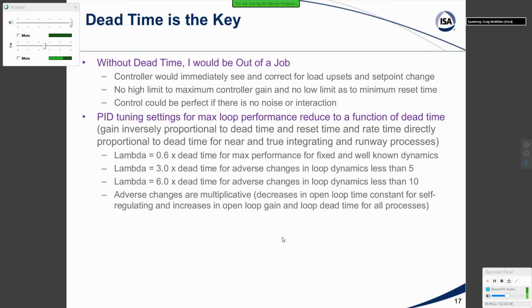And then you can see here how we use dead time for determining lambda for tuning. And whether you're using lambda tuning or other tuning methods, you'll find that they should be using their tuning settings as a function of dead time.